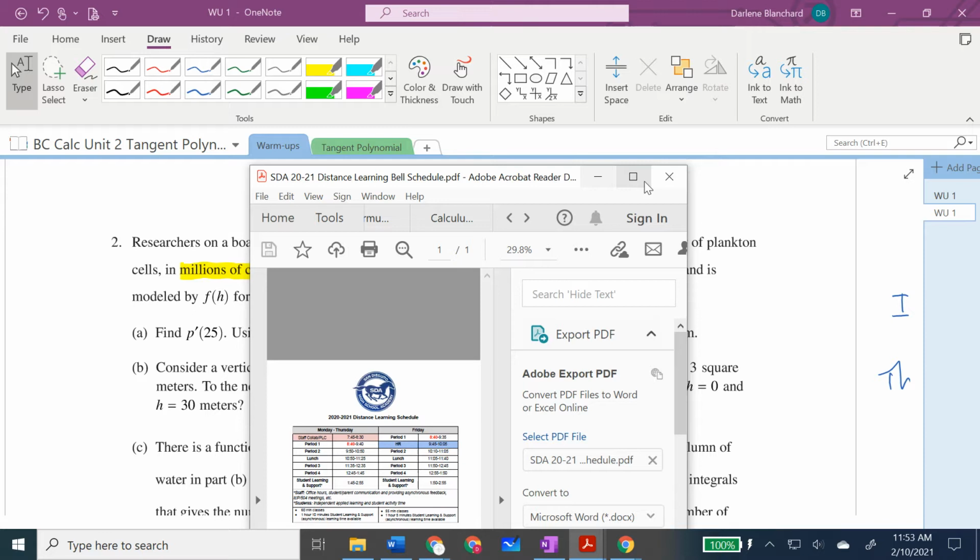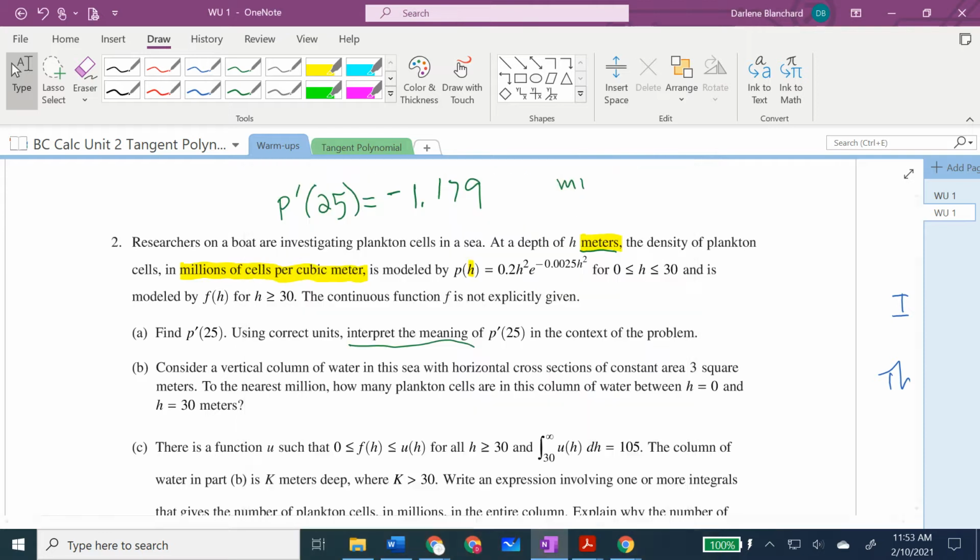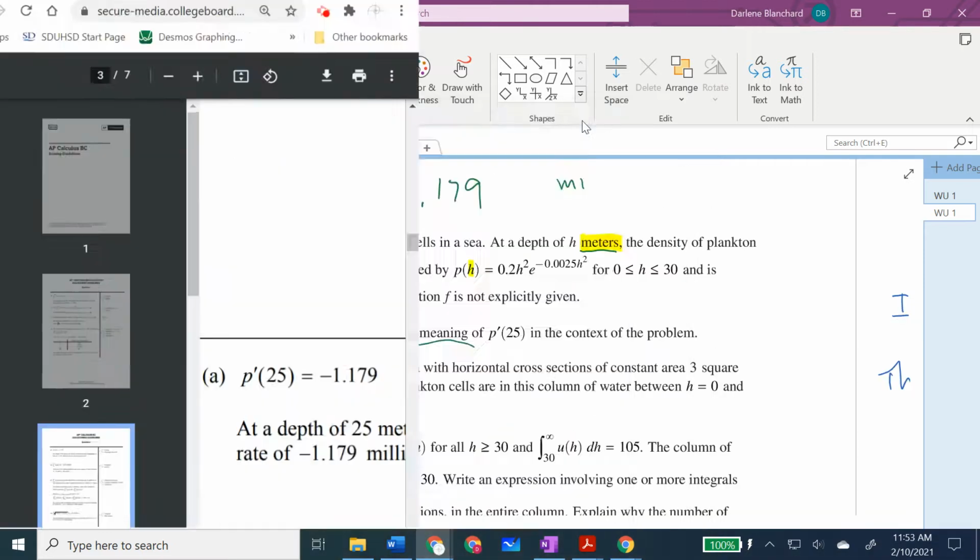But that's not it. That's the bell schedule. There we go.